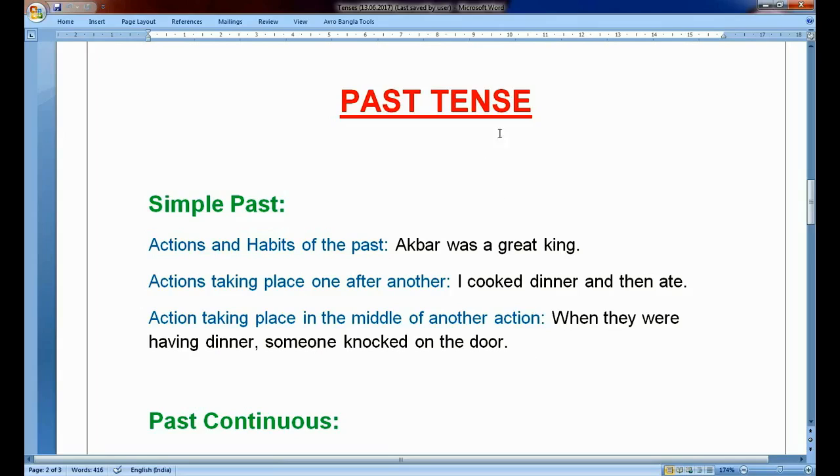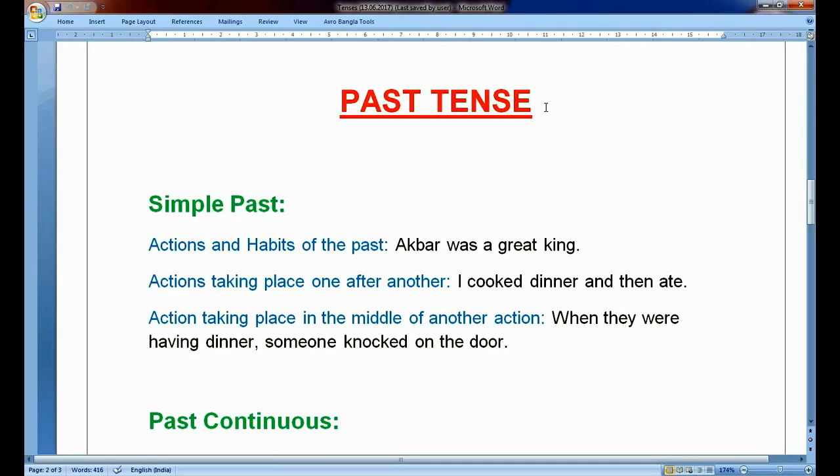Now that we've taken a thorough look at the present tense, let us move on to the next section, which is the past tense. Let us now talk about the past tense. The past tense refers to events and action which took place in the past, which may be a long time ago, a short time ago, or just a few moments ago, as the case may be.